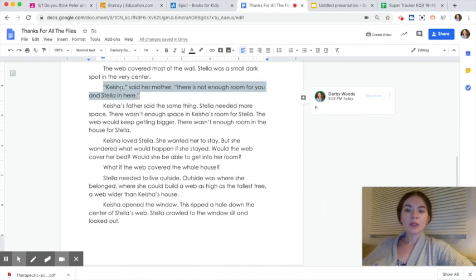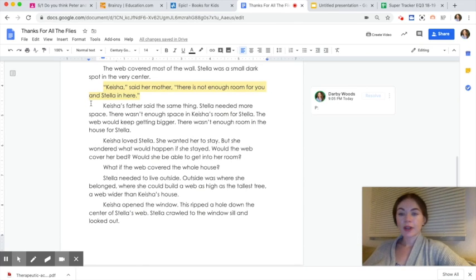All right, now that we have written about our problem and why it is a problem, let's go ahead and see if we can use these character actions to help us find out the solution and lesson learned in our story.